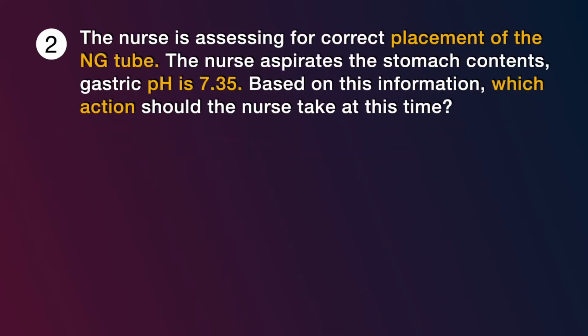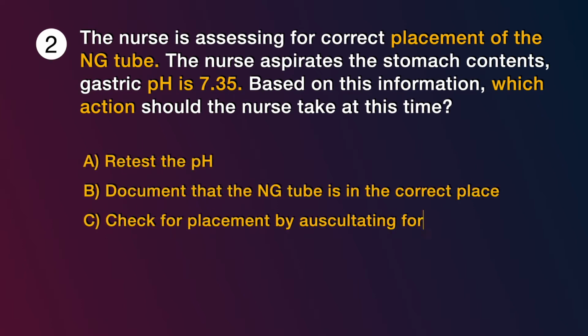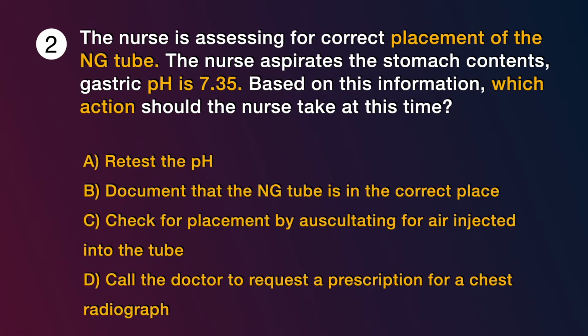Question number 2. The nurse is assessing for correct placement of the NG tube. The nurse aspirates the stomach contents. Gastric pH is 7.35. Based on this information, which action should the nurse take at this time? Options are: retest the pH, document that the NG tube is in the correct place, check for placement by auscultating for air injected into the tube, call the doctor to request a prescription for a chest radiograph. The answer is D. Call the doctor to request a prescription for a chest radiograph.